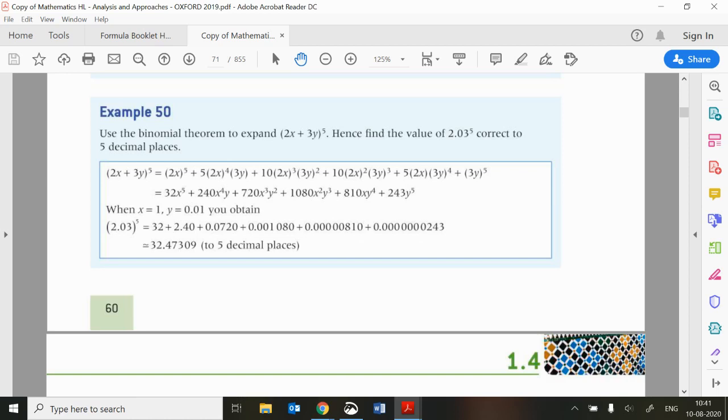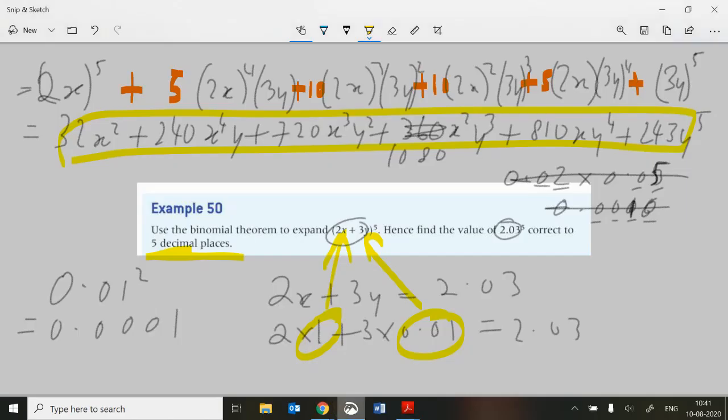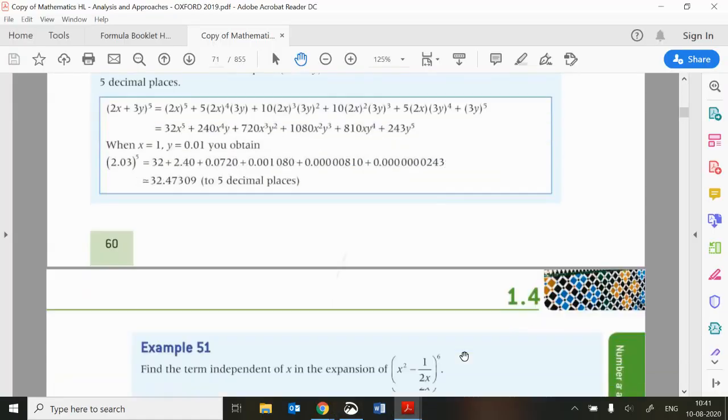Yeah, so this you can see could be used as an algorithm. A calculator could be using this algorithm to work out this calculation as well. Okay, so we've got one more question left.